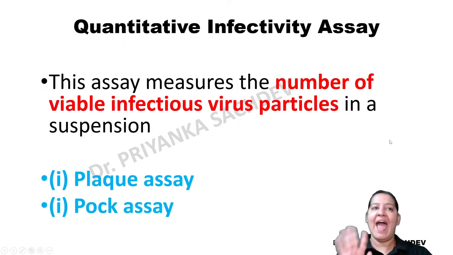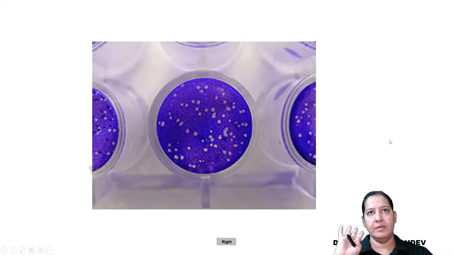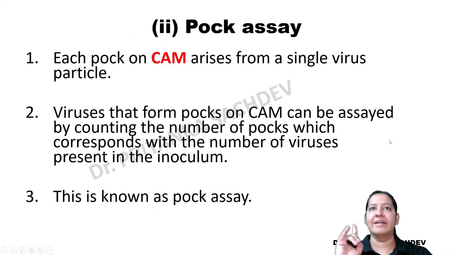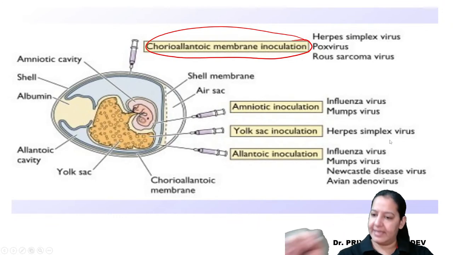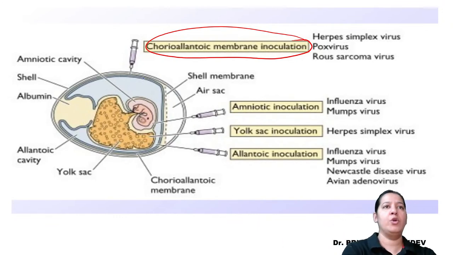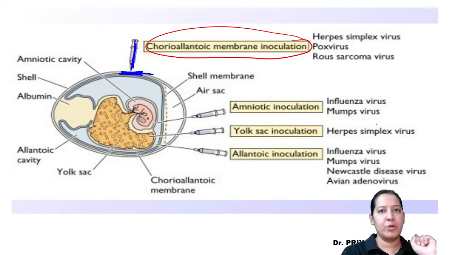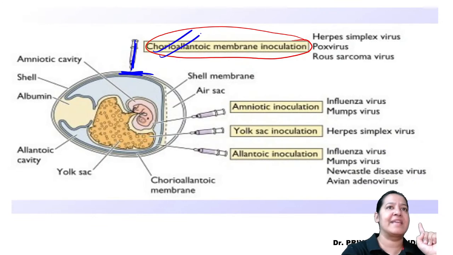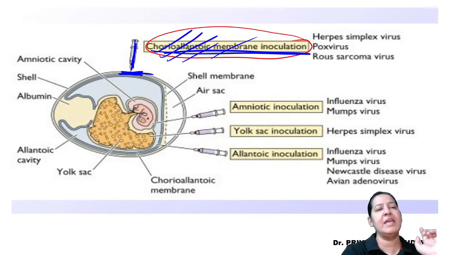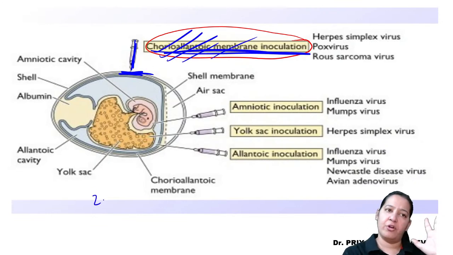How? Take an egg. Can you see an egg? Yes, you all can see an egg here, and you can see the four syringes. I'm putting the virus in the outermost layer, that is the CAM, chorioallantoic membrane. After that, I'm waiting for 2-3 days.